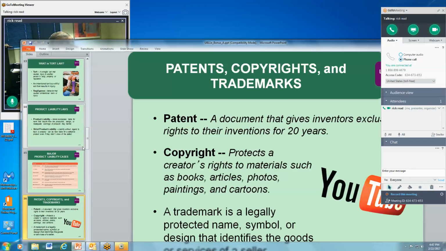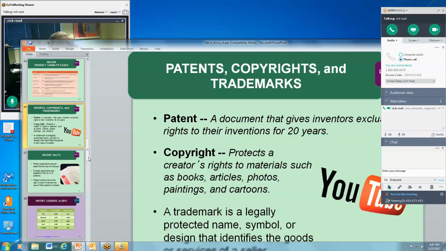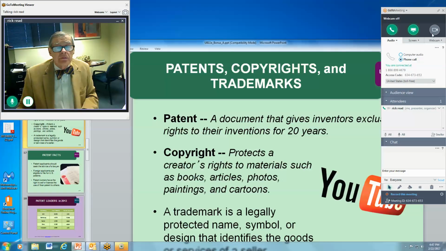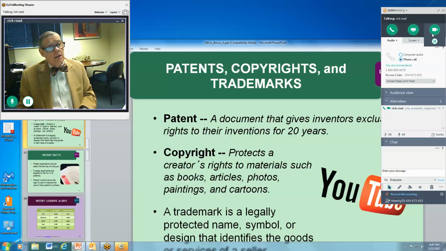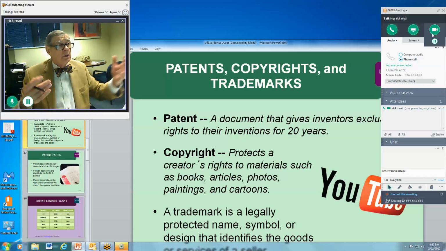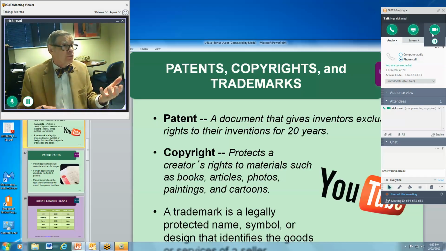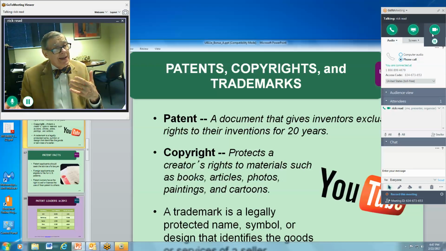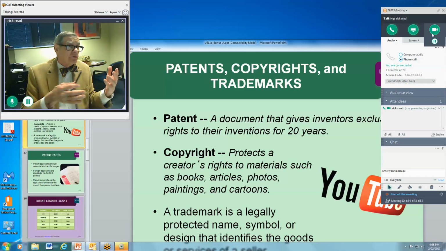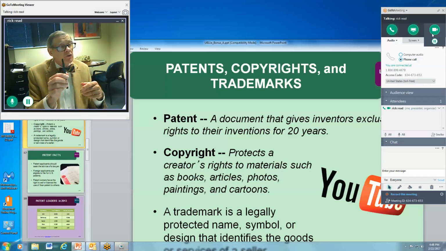This is another huge area that we need to talk about because this is part of business law, and that is patents, copyrights, and trademarks. A patent, notice, is a document issued to an inventor or a manufacturer giving the rights to an invention without competition for 20 years. In other words, what this says is that Mr. X inventor or Ms. Y inventor has a product which nobody else may infringe upon for 20 years.